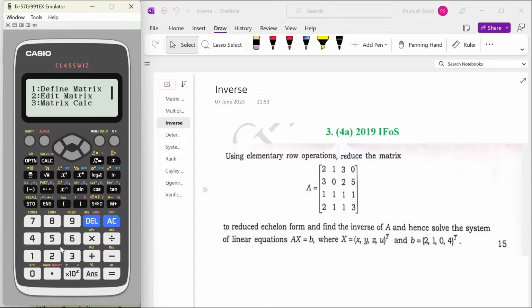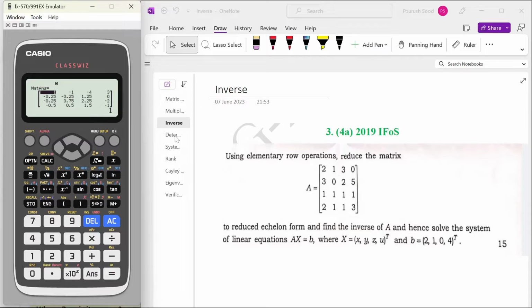Right. Now again we'll go to matrix calculation, matrix A, and then here we see x inverse, right? So matrix A inverse is equal to, so this is our inverse. So basically after we calculate the inverse by using whatever Gauss-Jordan method or whatever we want to use, we can verify the inverse from the calculator using this and make sure that whatever we are doing is correct.